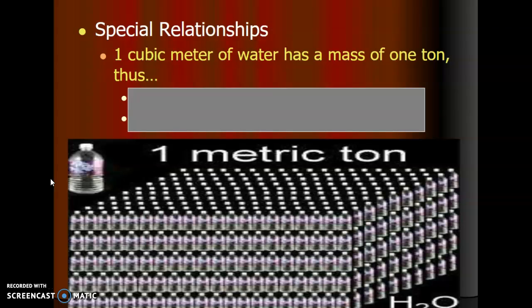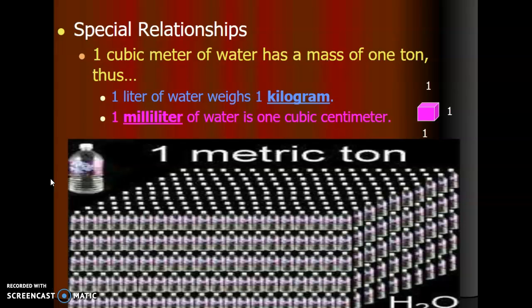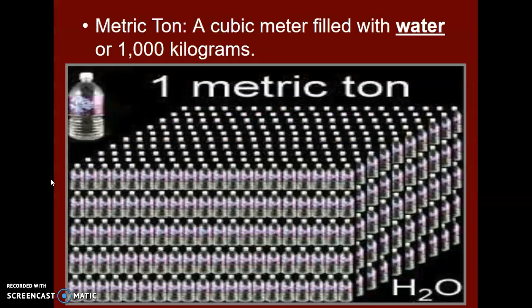So let's look at some special relationships. Something to know: 1 cubic meter of water has a mass of 1 ton. So what that means is 1 liter of water weighs 1 kilogram. And 1 milliliter of water is the same as 1 cubic centimeter. Again, red slide, you know what that means. A metric ton is a cubic meter filled with water, or it's 1,000 kilograms.